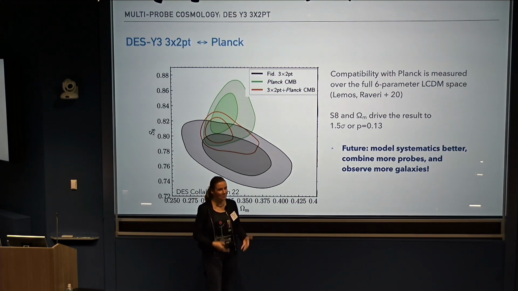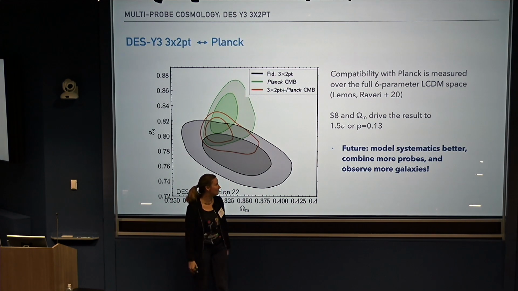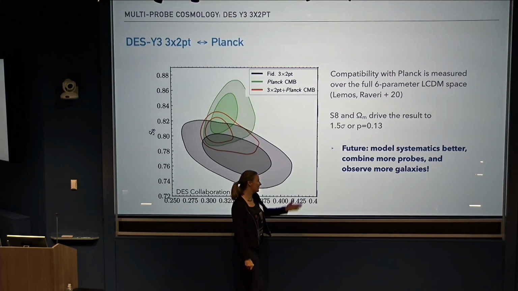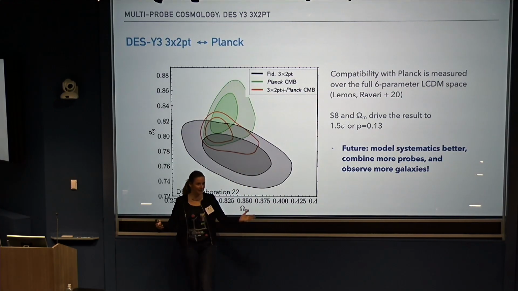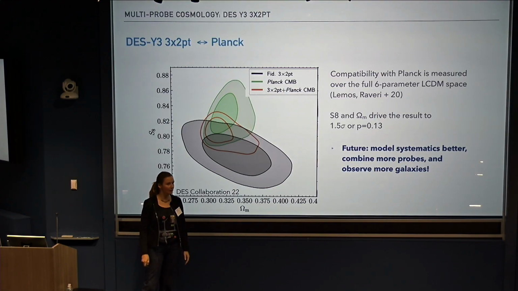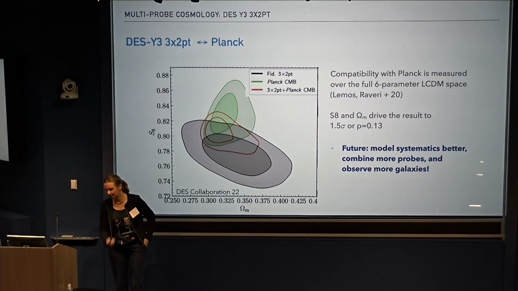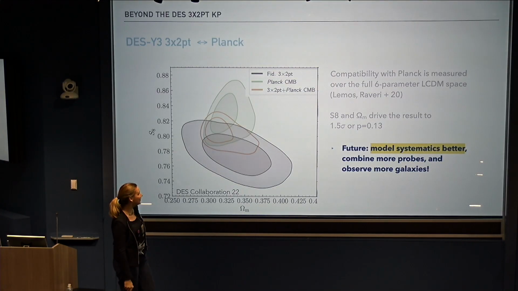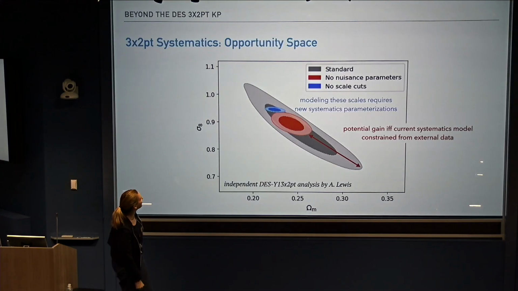But of course, we're just in boot camp. We continue. In our future are the options of modeling systematics better to include more of those small scales. We can combine more probes. And of course, eventually we'll observe more galaxies. So let's talk about modeling systematics better and information gain or not from small scales.